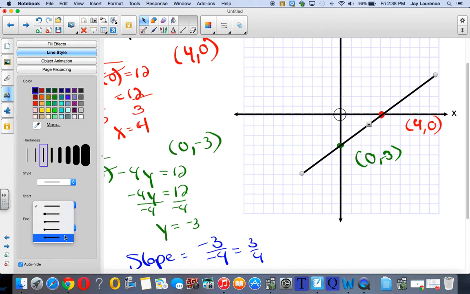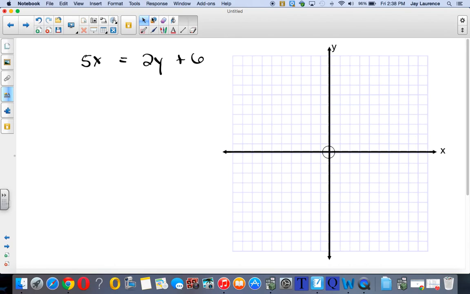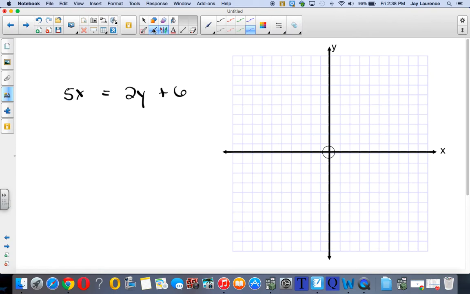Pretty simple. Okay, let's go to the next one. Again, oh, this one's not in standard form, is it? Because it's not ax plus by equals c. It's ax equals by plus c. We need ax plus by equals c.